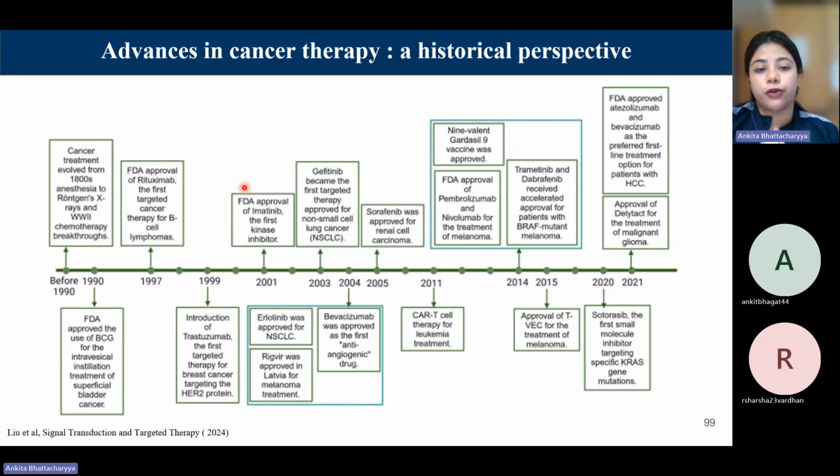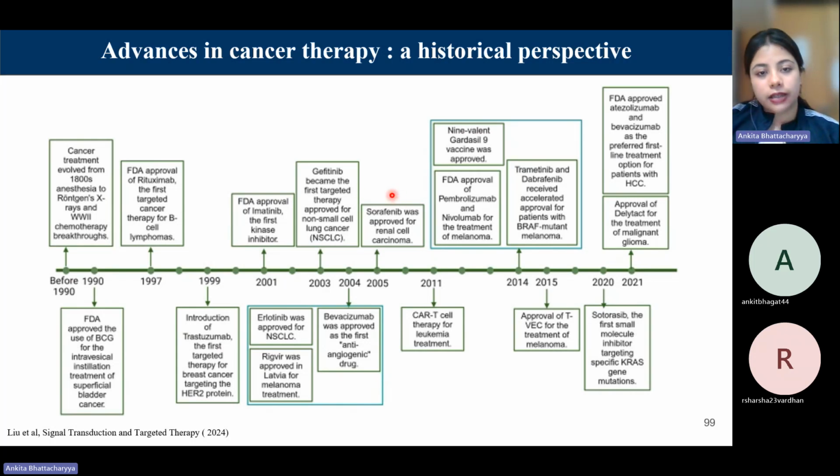Then came FDA approval for imatinib, the first kinase inhibitor. Alotinib, Brigvir, bevacizumab was the first anti-angiogenic drug. So anti-angiogenic, obviously, as you can understand, because angiogenesis is naturally a very key, very important hallmark of cancer. So this anti-angiogenic drug was a huge revolution in that regard.